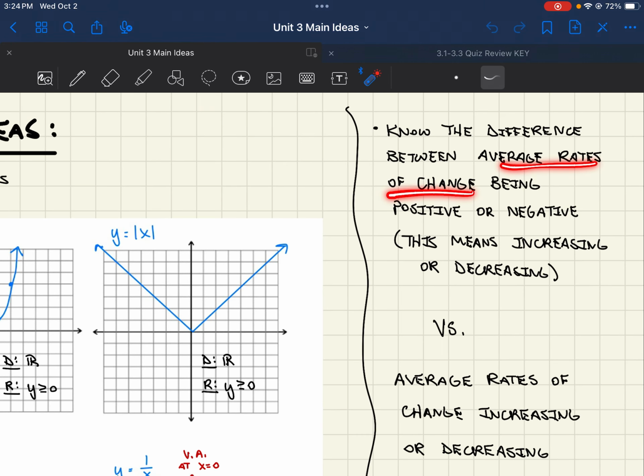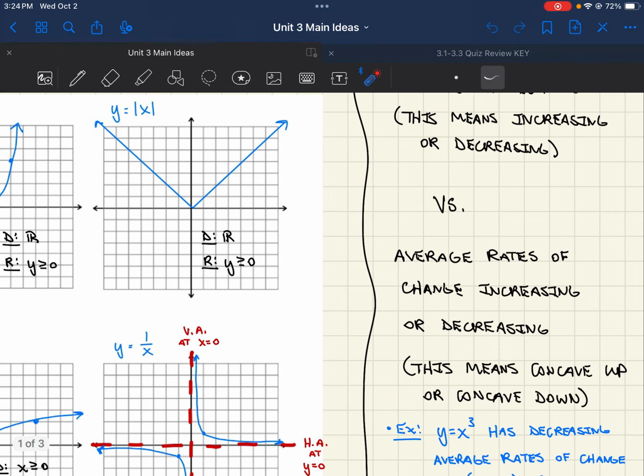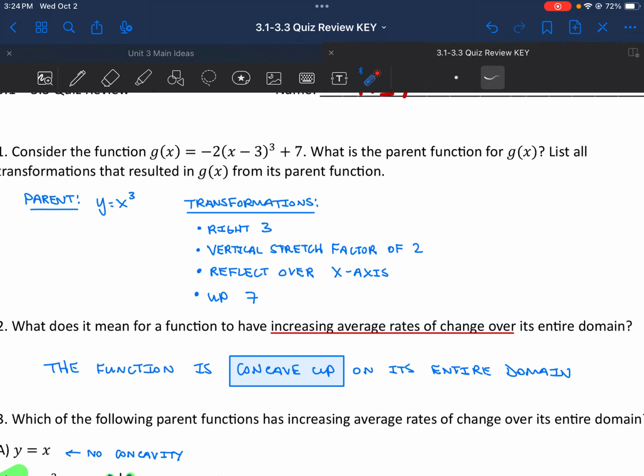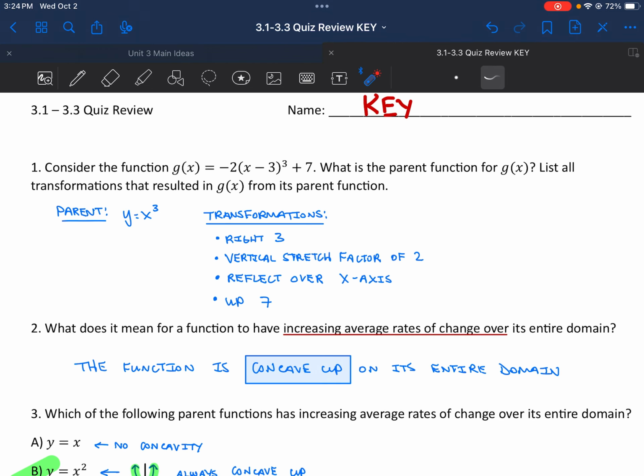Average rates of change positive means the function is increasing. Average rates of change negative means the function is decreasing. But if I say, instead of positive or negative, average rates of change increasing, I'm actually talking about concavity, specifically concave up. If I say average rates of change decreasing, I'm talking about the function being concave down. So if I say increasing average rates of change over its entire domain, that means the function is concave up on its entire domain. And that leads us into number 3.